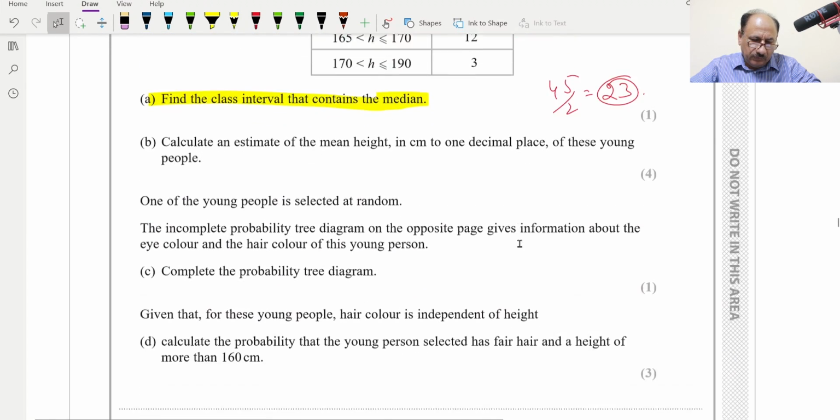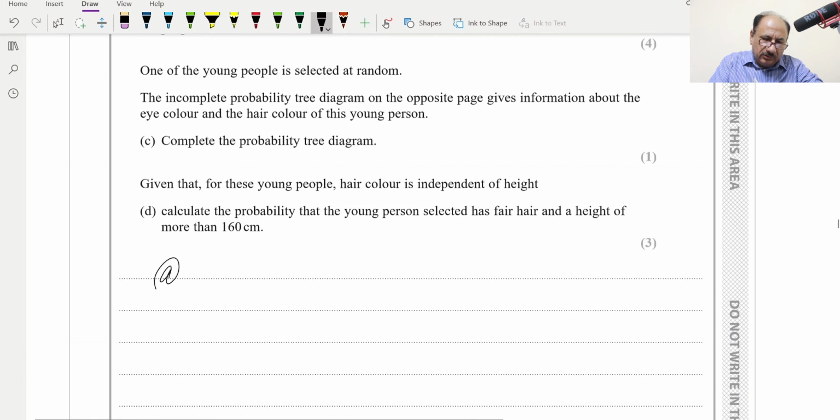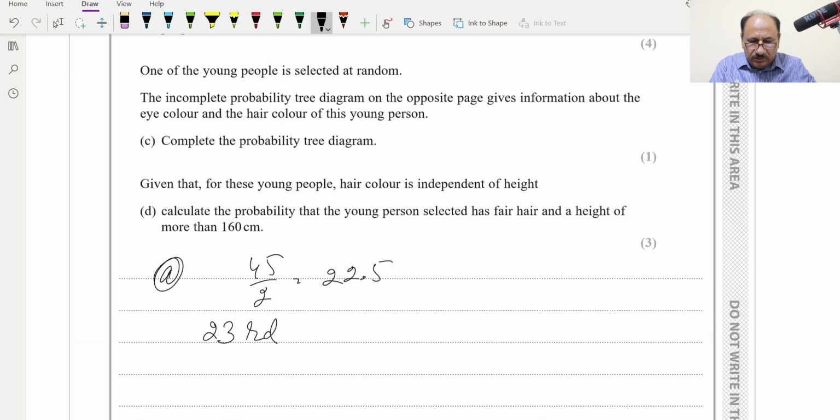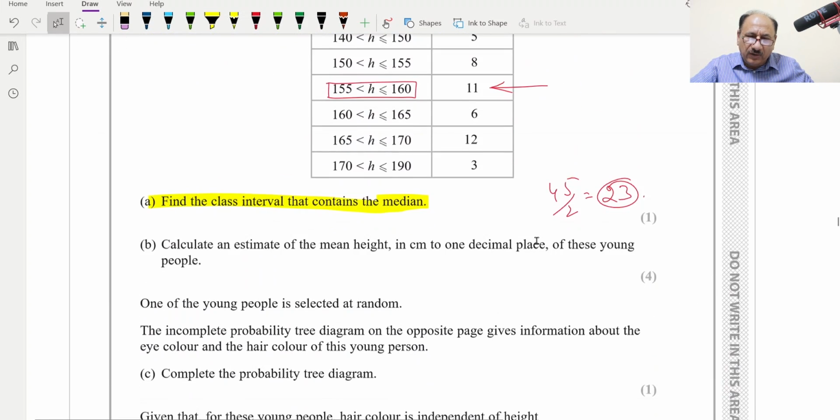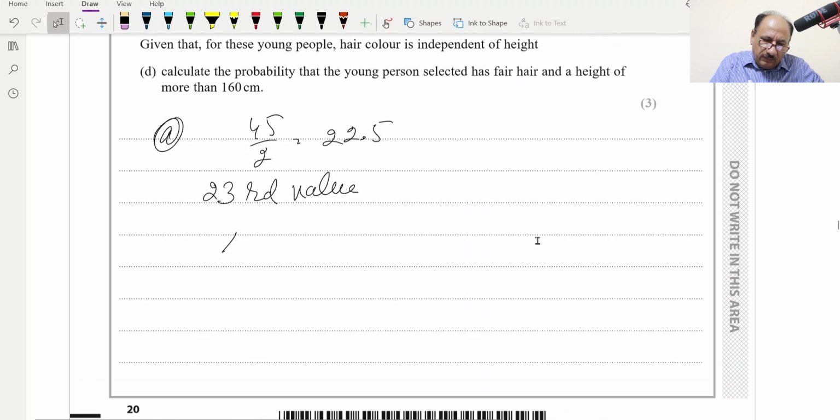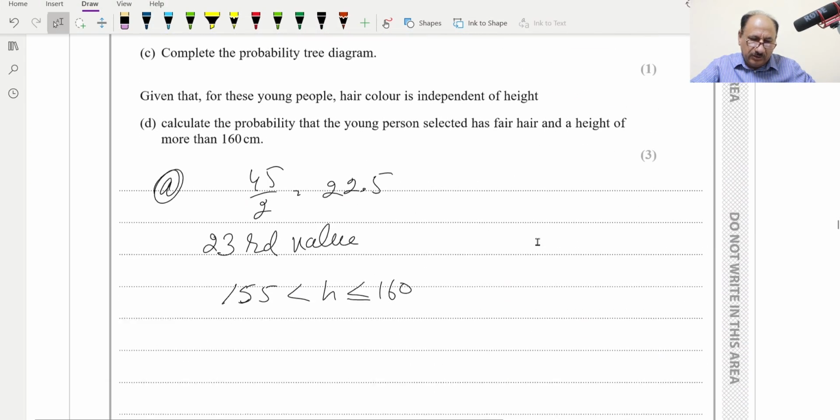Yes, so we can provide the answer for part A over here: 45 over 2, which is equal to 22.5. This is the working which we can provide, and this will be the 23rd value. The 23rd value will be checked, and the class will be what? The class is 155 to 160. This is what we have provided for part A.